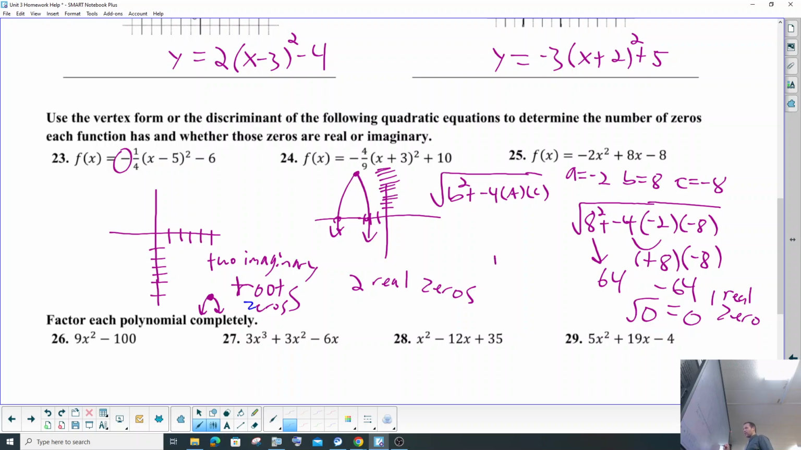So what happens if we would have got the square root of a negative number? Well, that would have been 2 imaginary roots. What if we would have gotten the square root of just a positive number? Well, that would have been 2 real zeros.